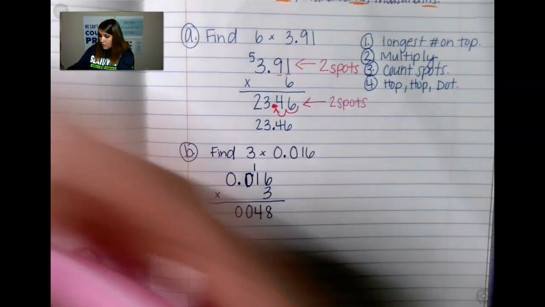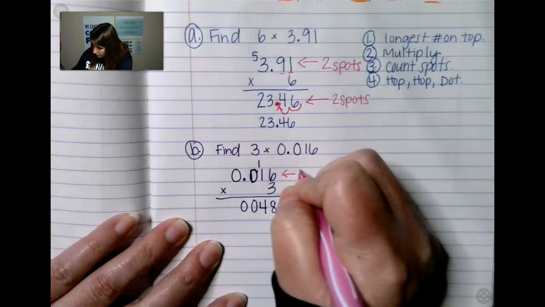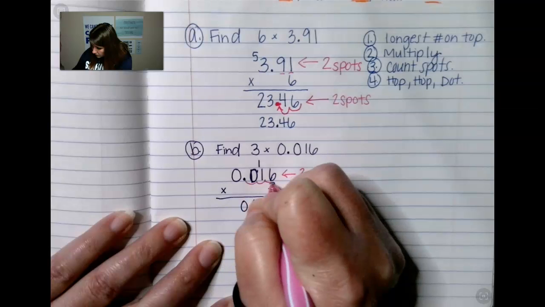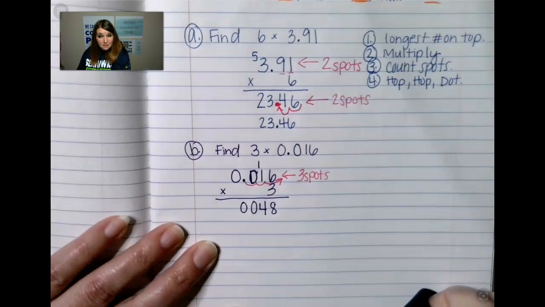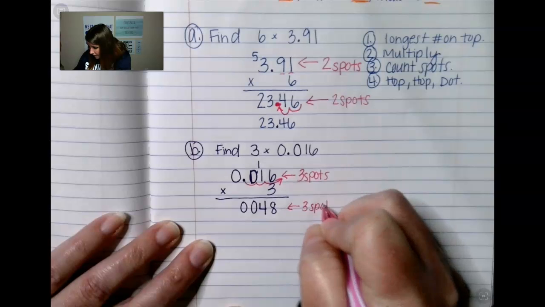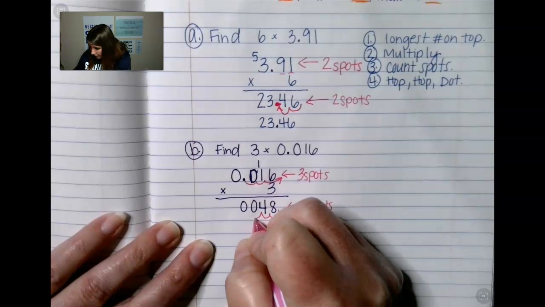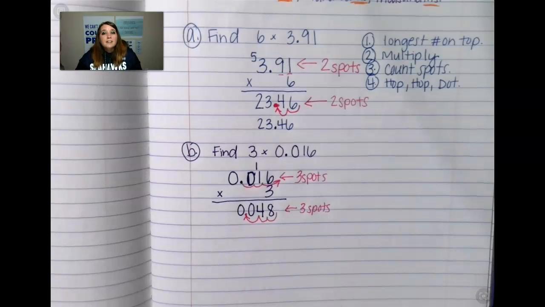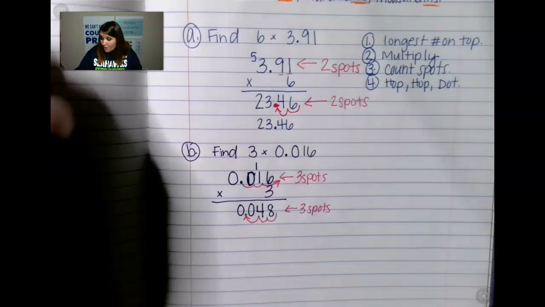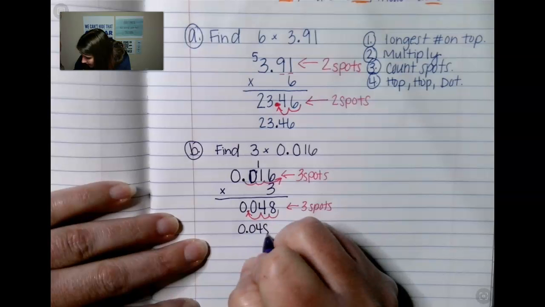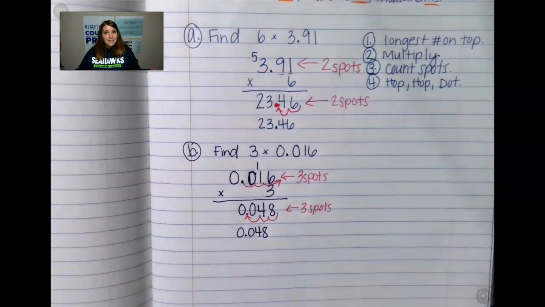Okay, ready? Now we're going to count. I have 3 spots. So 1, 2, 3. The decimal point needs to leave, and to put it back in, I need to count 3 spots. So I'm going to go hop, hop, hop, dot. Pretty clever, right? So now I'm just going to rewrite this as 0 and 48 thousandths. That is it for that one.